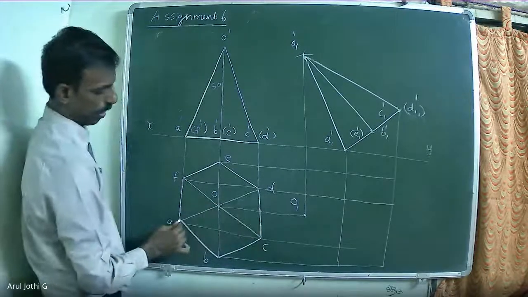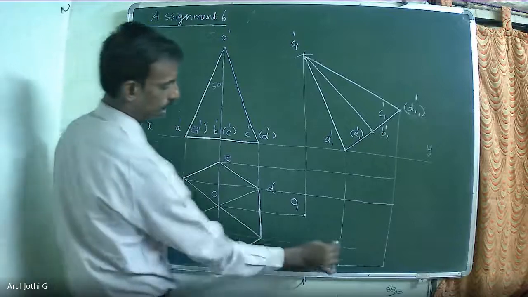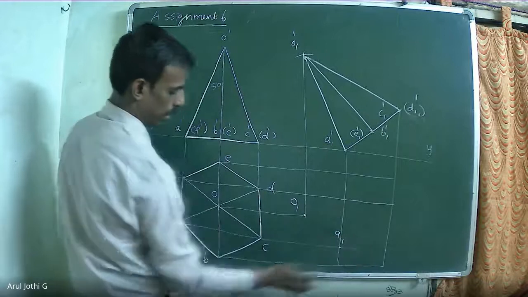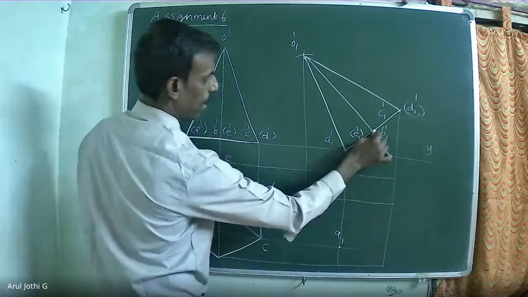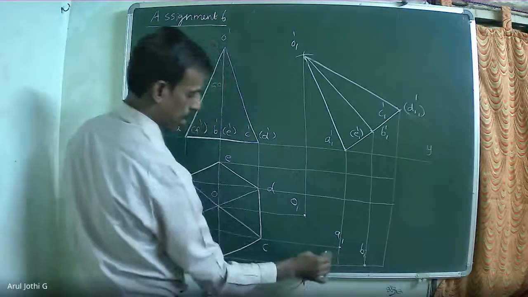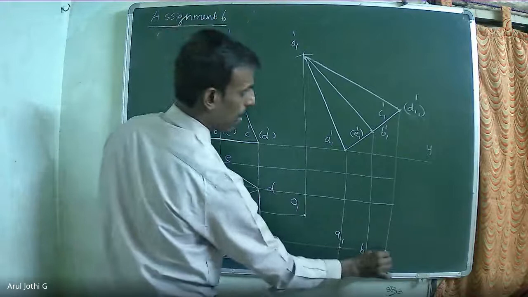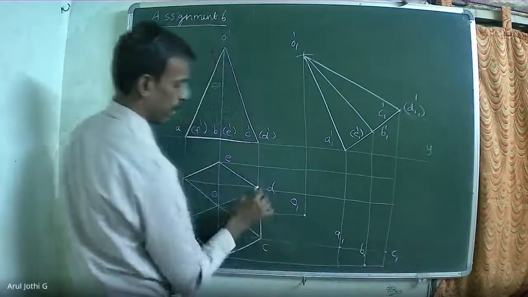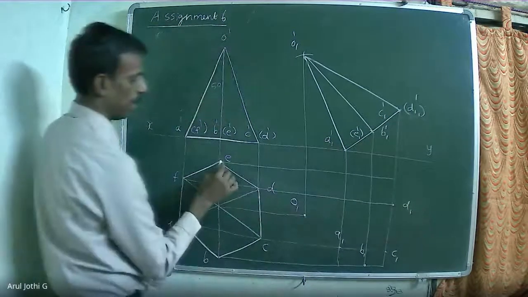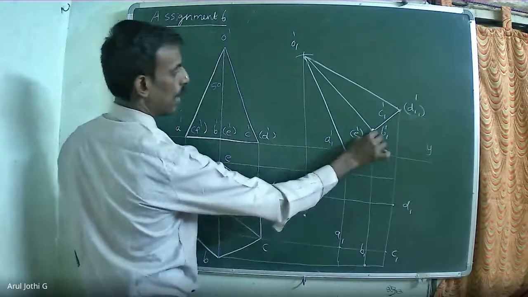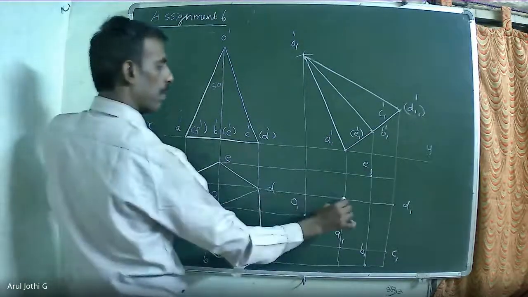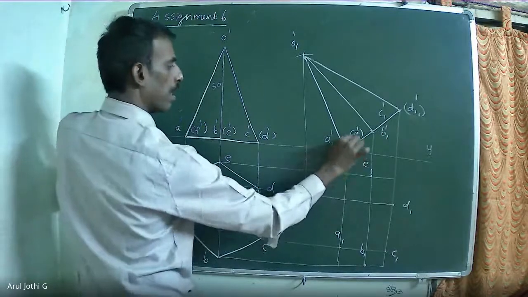Now extend the corner point A, the A1 dash, forming A1. Extend corner point B and B1 dash. Then C and C1 dash. Then corner point D and D1 dash. Then extend corner point E and E1 dash. Then extend corner point F and the F1 dash.